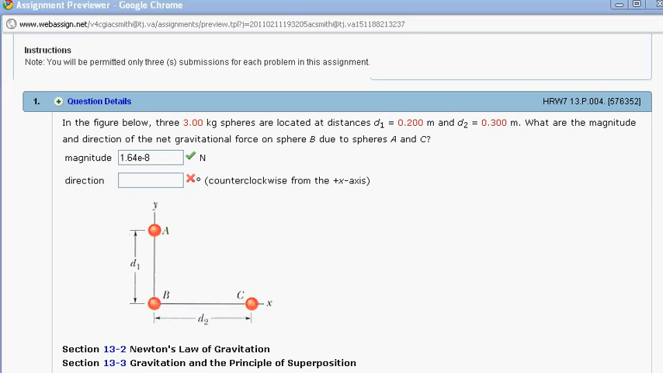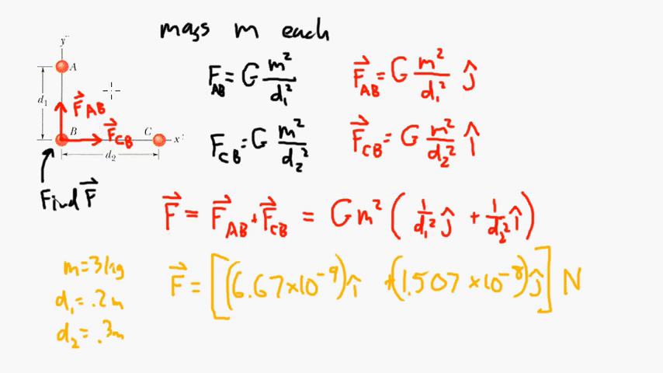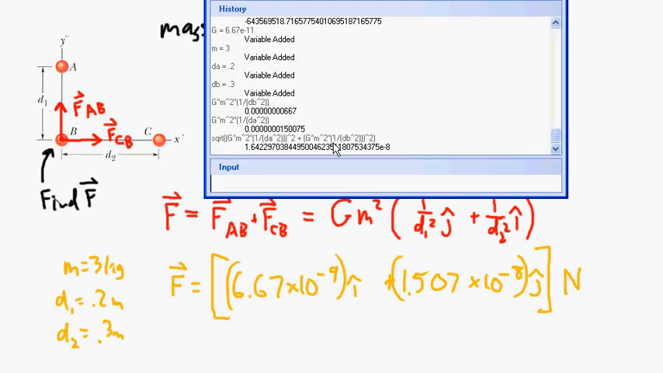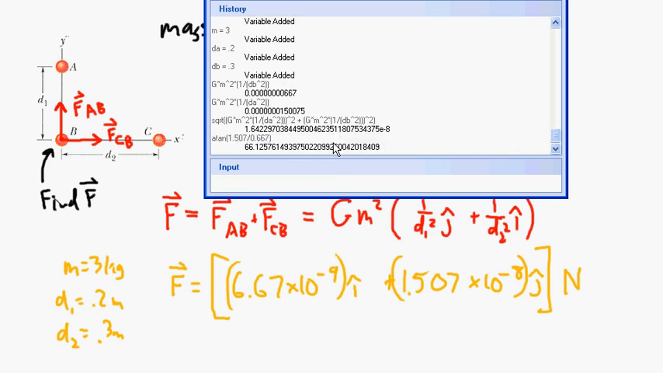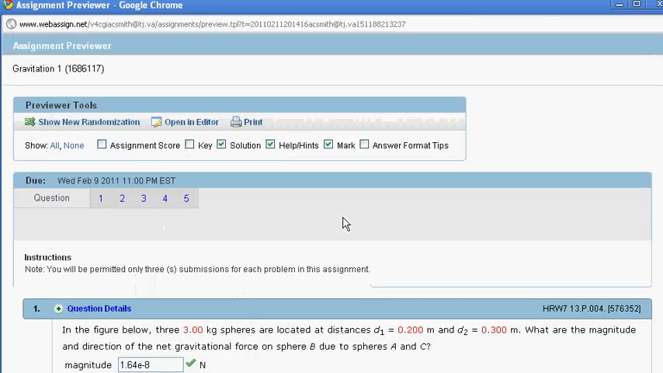Okay, so then what is our direction? And that's just going to be the arctan. So this is going in the positive, so this is going to be in quadrant 1, so it's going to be arctan of the y over the x. So the arctan of about 1.507 divided by 0.0667. It's going to be 66 degrees. Let's see if that's what we want. It'll be 66.1 degrees. And there you go. There's problem 1.